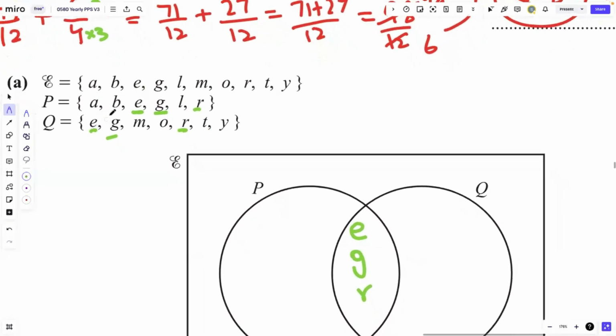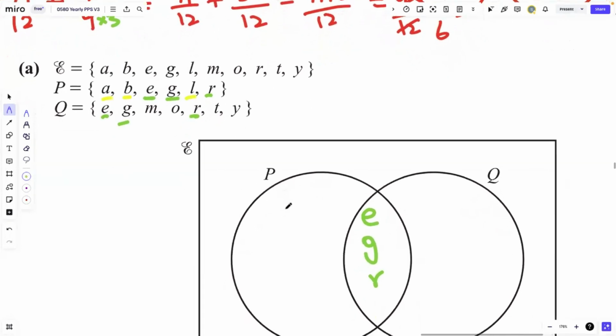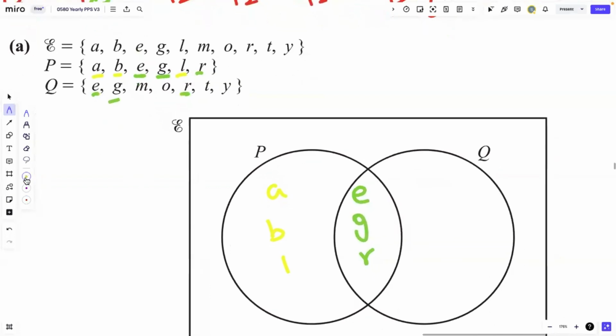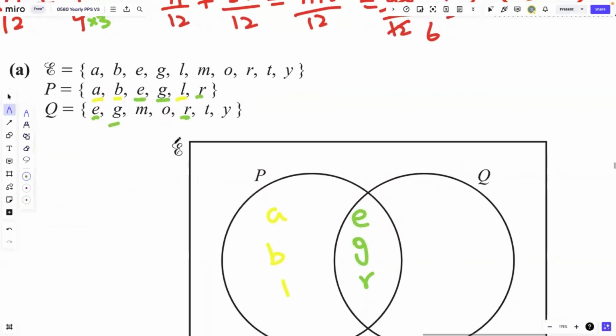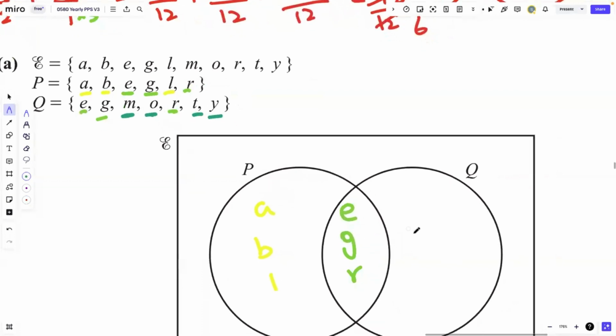Then you look out for elements in P only. So elements in P only would be this A, B, L. So that's ABL. And then finally we look out for components in Q only. So that's M, O, T, and Y.